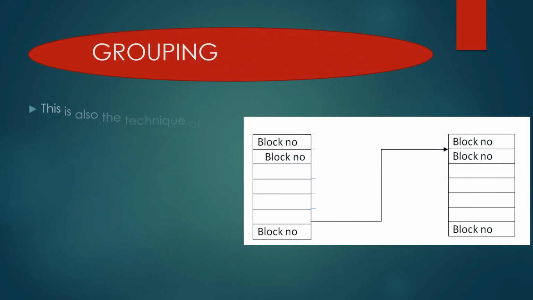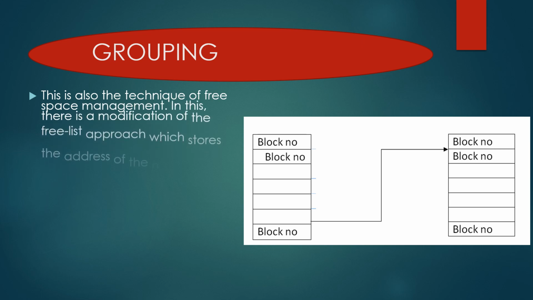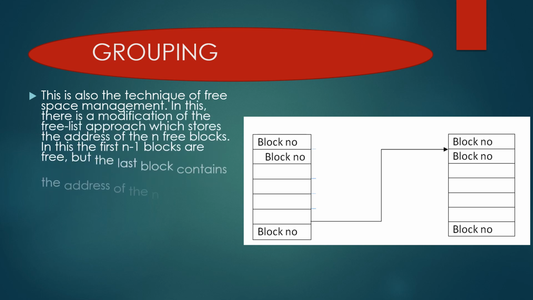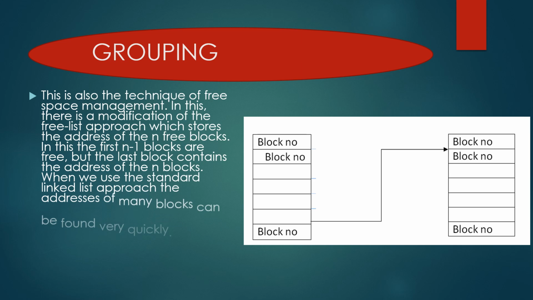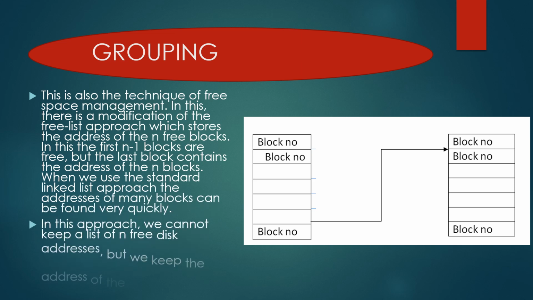Grouping. This is also a technique of free space management. In this, there is a modification of the free list approach which stores the addresses of n free blocks. In this, the first n-1 blocks are free, but the last block contains the addresses of n other blocks. When we use the standard linked list approach, the addresses of many blocks can be found very quickly. In this approach, we cannot keep a list of n free disk addresses, but we keep the address of the first free block.